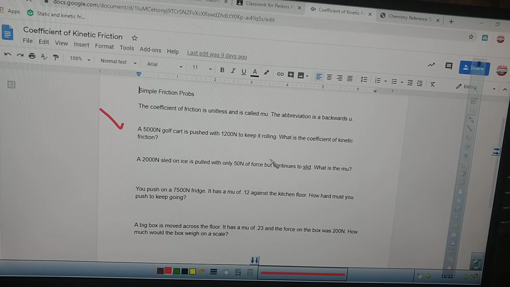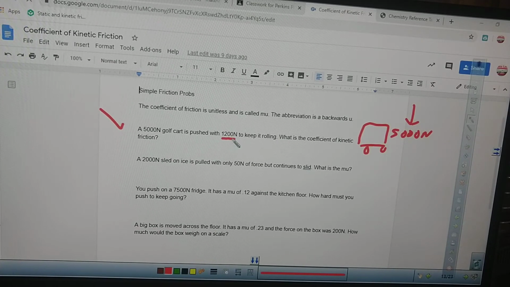A 5,000 Newton golf cart. Okay, here's a golf cart. It is 5,000 newtons. That's its weight, its downward force. And it is pushed with 1,200 newtons. It takes 1,200 newtons to get that thing to roll. Then what is the coefficient of friction of its wheels against the ground?